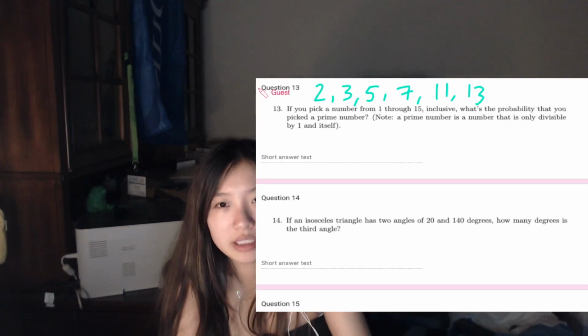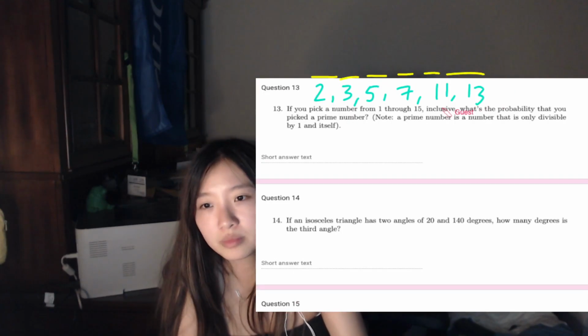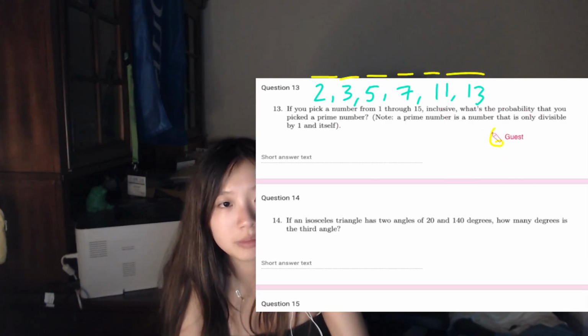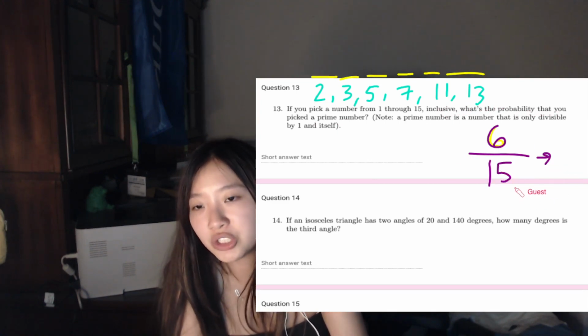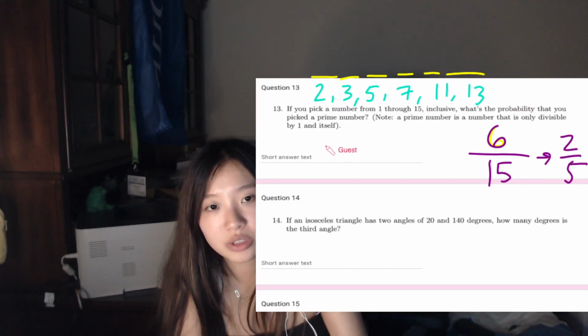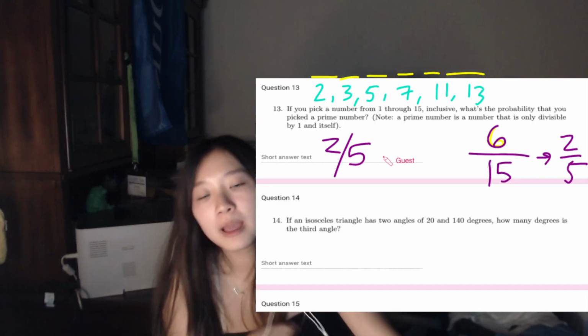But how many of these numbers do we have? I think we have 1, 2, 3, 4, 5, 6. So we have 6 of these numbers, and in total, we have 15 numbers. So 6 over 15, simplify it, divide the top and bottom by 3, is 2 over 5. So our final answer is 2 over 5. This is our probability. Amazing.